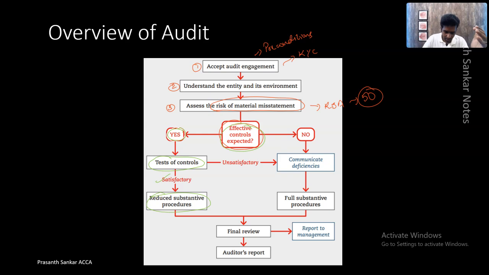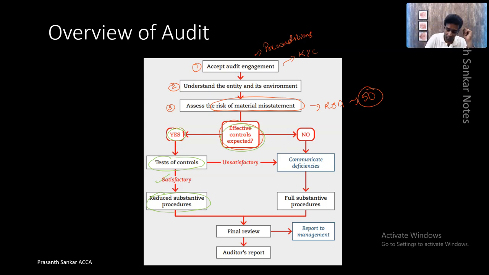Substantive procedures means the process of collecting evidence. If the controls are good, which means the controls' major objective is to ensure that errors are prevented or detected, and the controls are functioning effectively, then the auditor has to do less work to obtain the evidence. But if the controls are not functioning well, there could be chances of more errors.